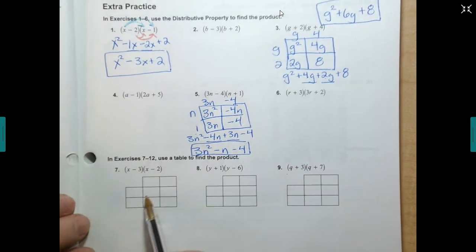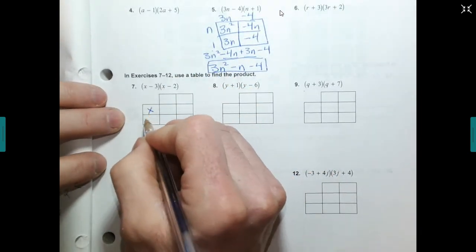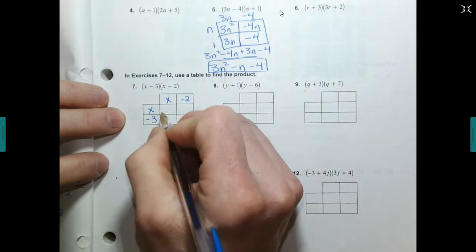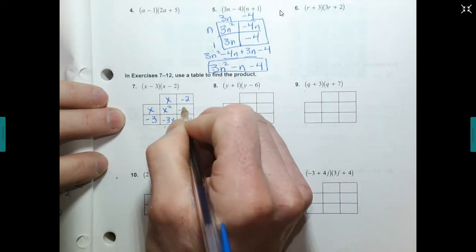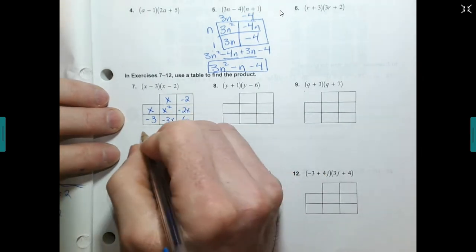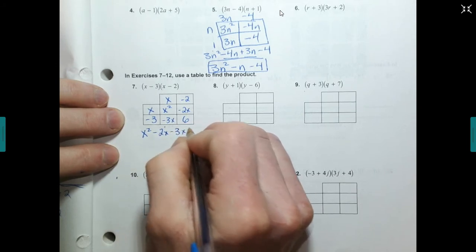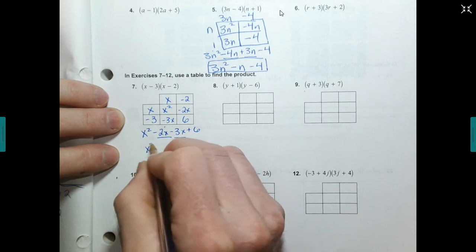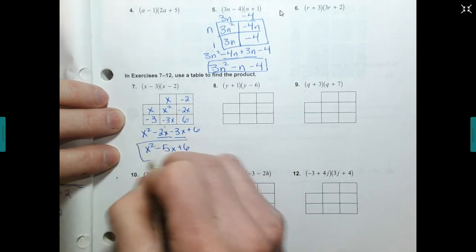Now here they set it up for you. They set up the boxcar trolls. So make it a little bit easier. So I have x and a negative 3. I have x and a negative 2. I have x squared, negative 3x, negative 2x, 6. X squared minus 2x minus 3x plus 6. Combine my two like terms. I have x squared minus 5x plus 6.